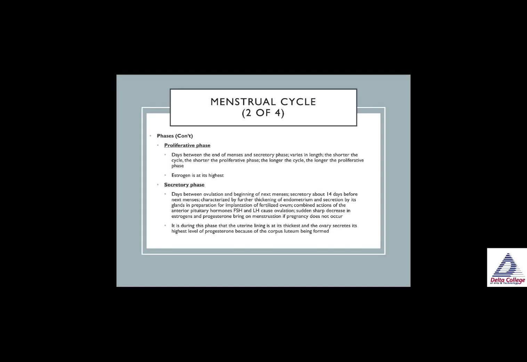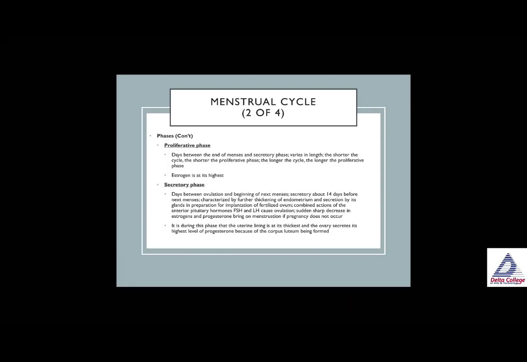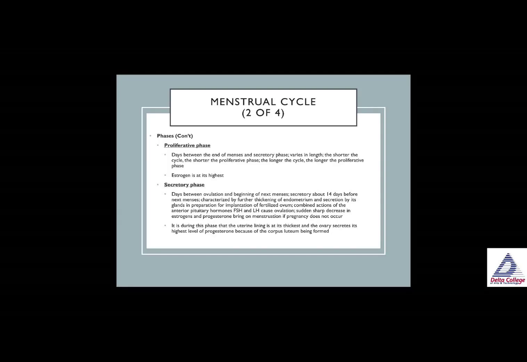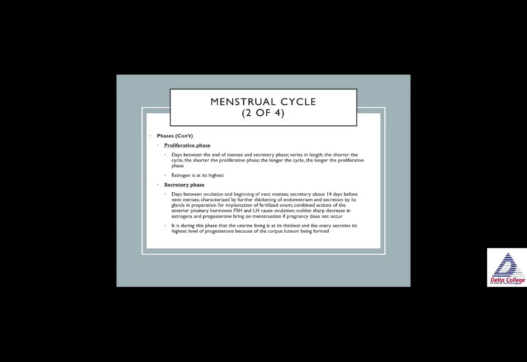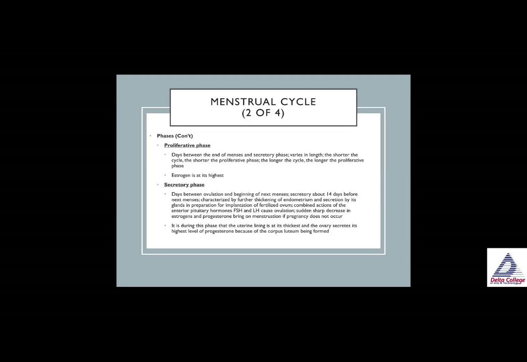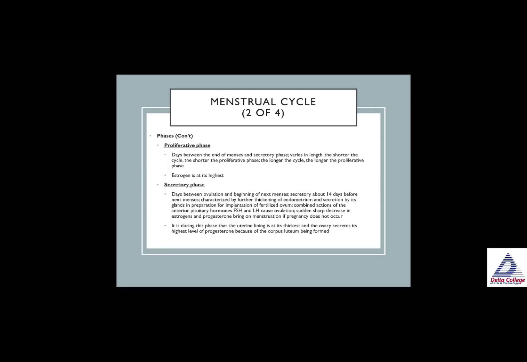It is during this secretory phase that the uterine lining is at its thickest and the ovary secretes its highest level of progesterone because of the corpus luteum being formed. Remember, the corpus luteum secretes progesterone. It acts as an endocrine organ.